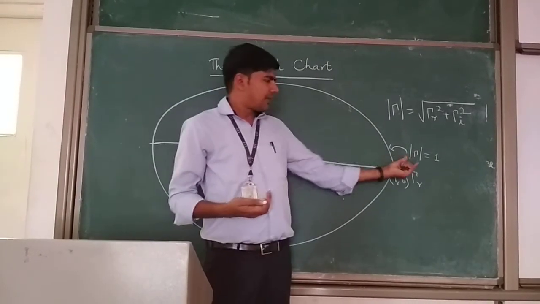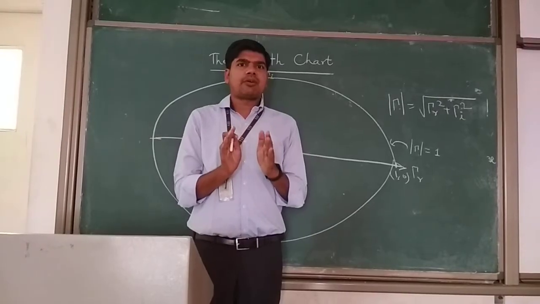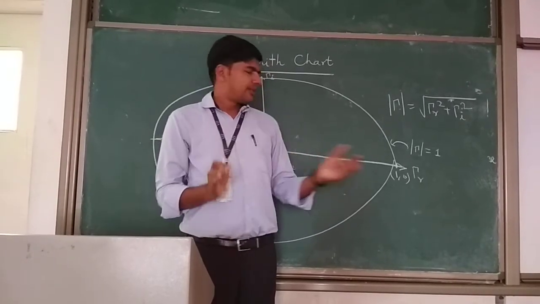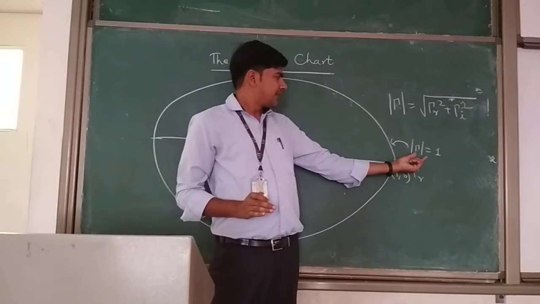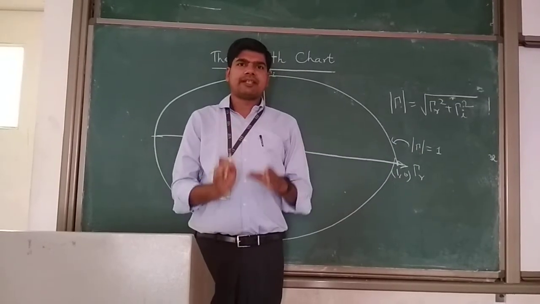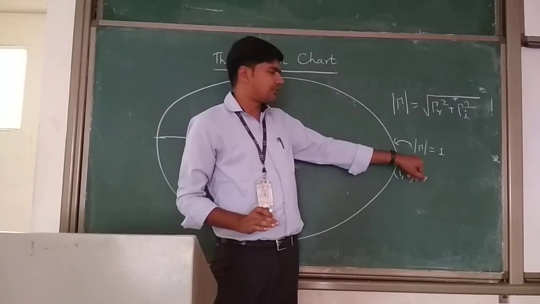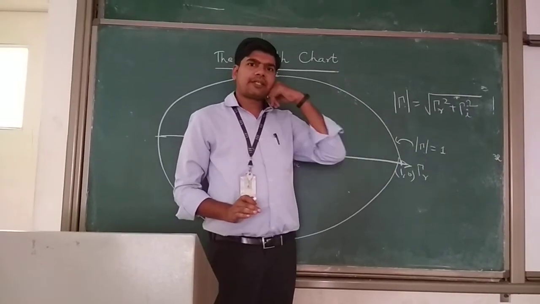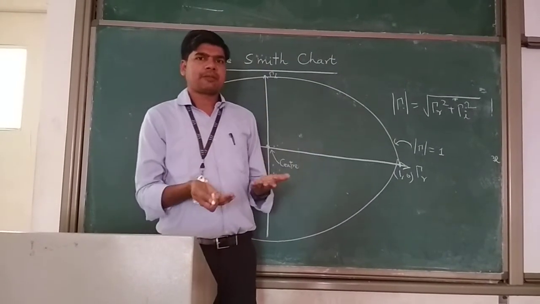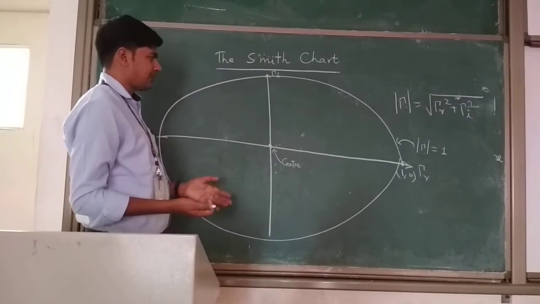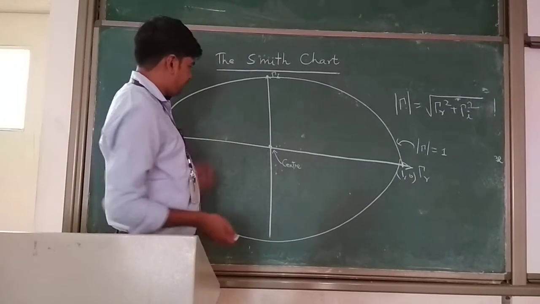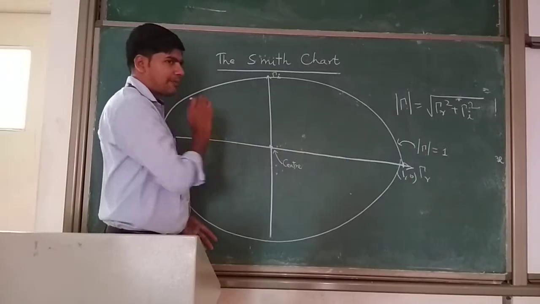So right now we are only discussing the real load and the reflection coefficient. That's why the reflection coefficient will always be less than 1. So for a passive circuit, the reflection coefficient is always less than 1. If it is an active circuit, then the magnitude of the reflection coefficient may be more than 1. Okay, alright. This is the gamma plane.